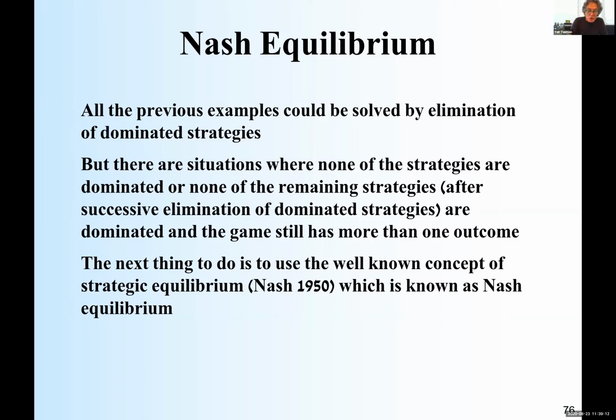There are situations where none of the strategies are dominated, or none of the remaining strategies after successive elimination of dominated strategies are dominated, and the game still has more than one outcome. The next thing to do is to use the well-known concept of strategic equilibrium, Nash 1950, which is known as Nash equilibrium. Let me just give you an example. Just a simple one.